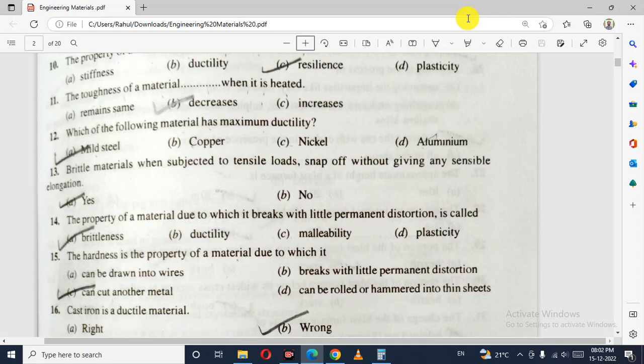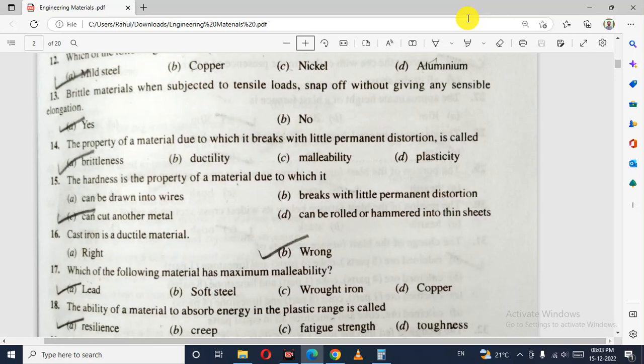Hardness is the property of a material due to which it can cut another material. Cast iron is a ductile material. Wrong. Which of the following materials has maximum malleability? Lead. Lead has the maximum malleability.